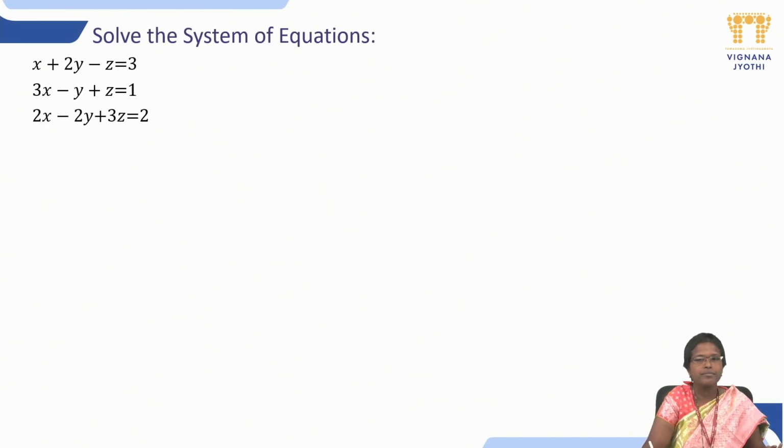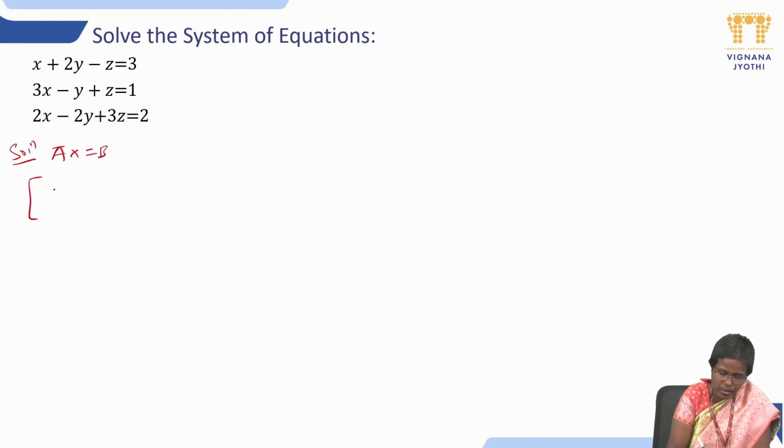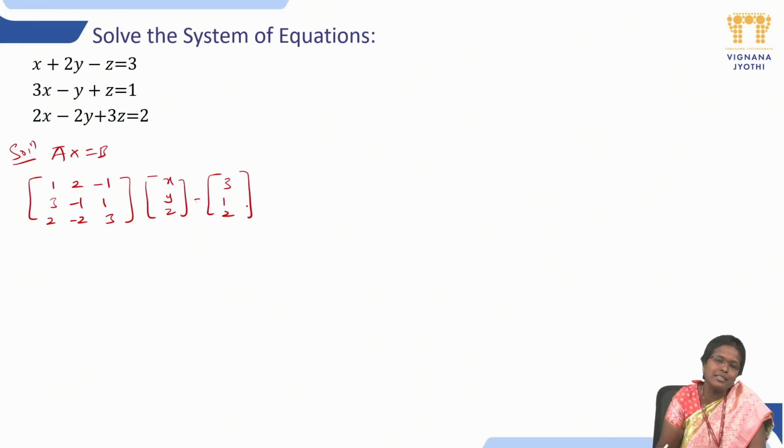Another one, this is solving a system of equations. What is the first step we have to write? The system of equations we have to write in the matrix form. Okay, Ax equals B. What is A here? 1, 2, minus 1, 3, minus 1, 1, 2, minus 2, 3. Okay, x value is x, y, z, and matrix B is 3, 1, 2. Right. I have written the given system of equations in matrix form.